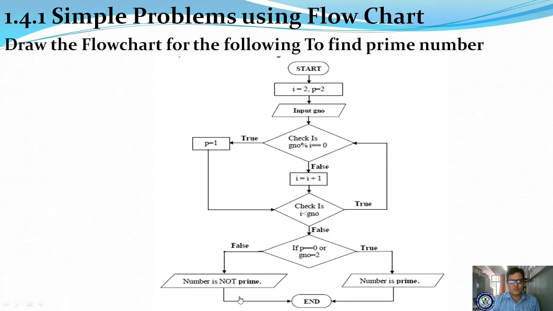Okay, equal to 0 or false. If it is false, not prime. If it is true, then the number is prime. Correct. Actually it is correct. There is no changes. So this program is correct.